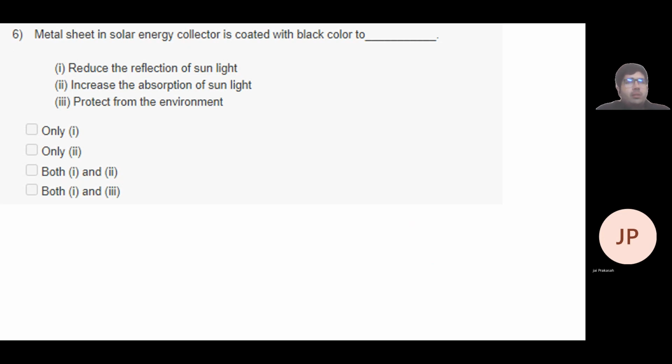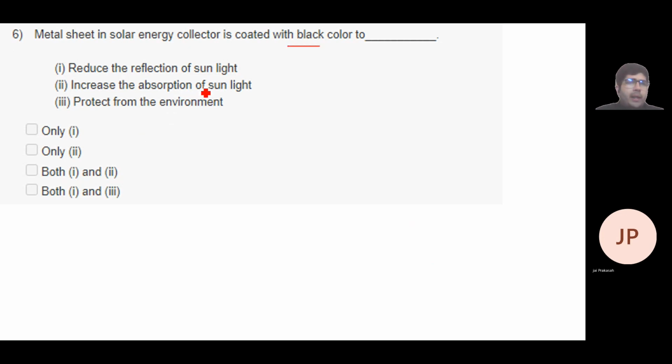Now question number 6. A metal sheet in a solar energy collector is coated with black color to... We have three options. Option 1 is reduce the reflection of sunlight. Statement 2 is increase the absorption of sunlight. Third is protect from the environment.